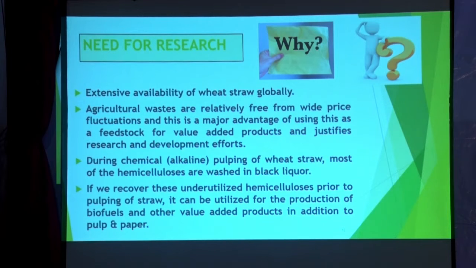So what we can do is utilize these underutilized hemicelluloses. We can extract these hemicelluloses prior to the pulping stage, and then these extracted hemicelluloses could be utilized for the generation of biofuels, as we all know that pentose sugars can be converted into bioethanol through a fermentation process, and they can also be utilized for other value-added products such as fuel and xylitol.